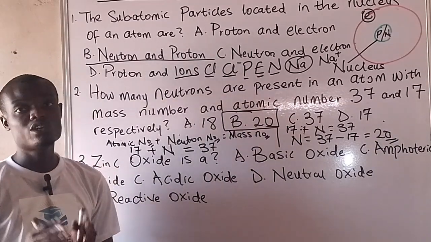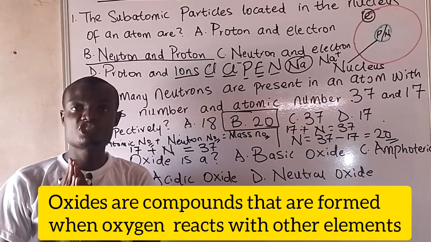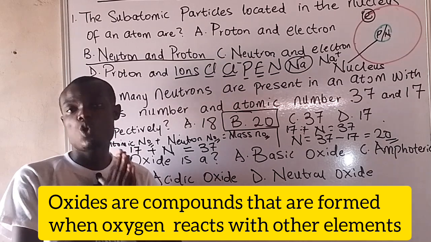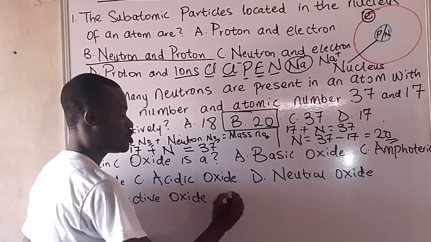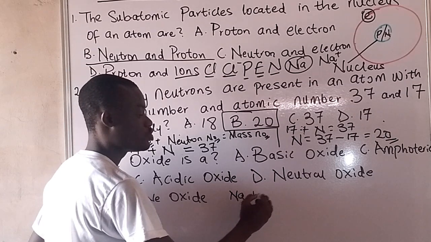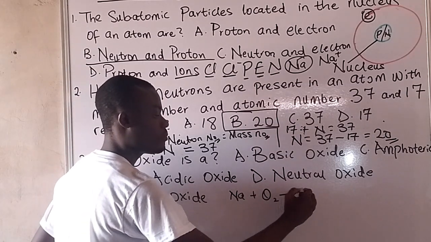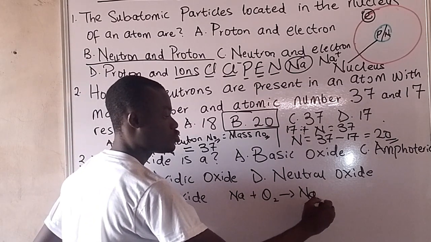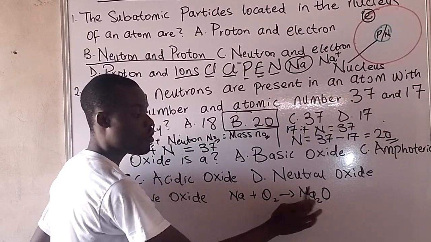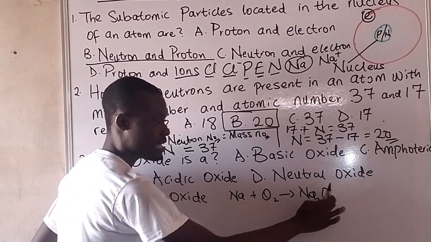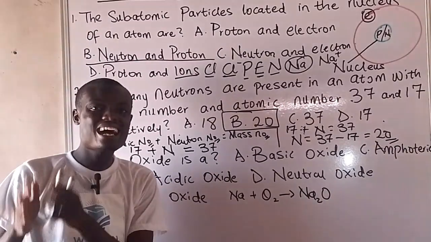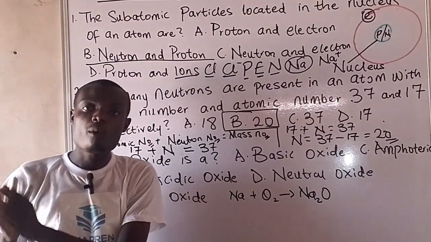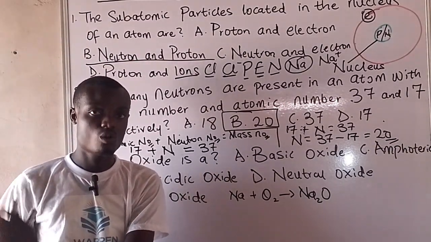Oxides are simply formed when oxygen reacts with other elements. For example, if sodium reacts with oxygen to form a compound which we call Na2O, we are going to call this compound sodium oxide. So whenever oxygen reacts with an element, the compound formed is called an oxide.